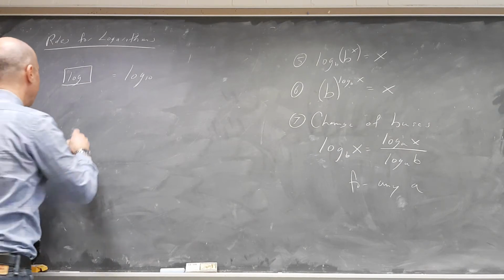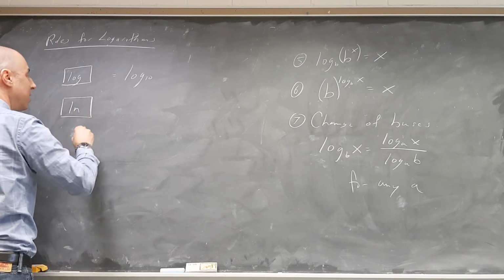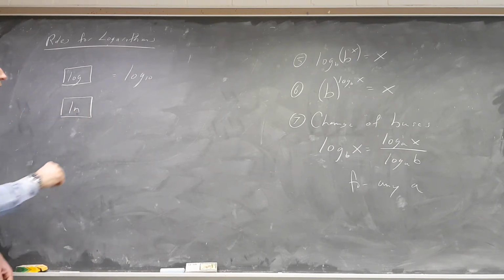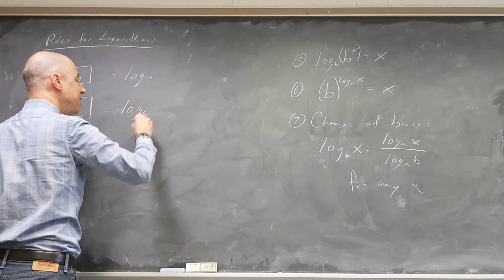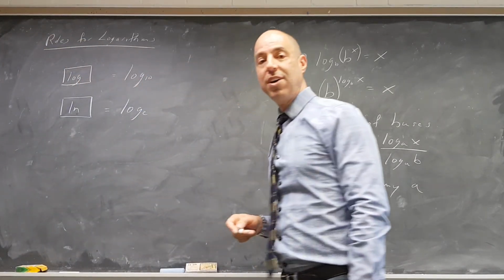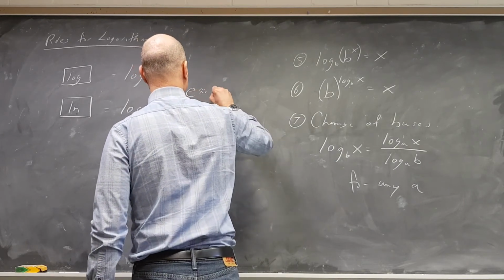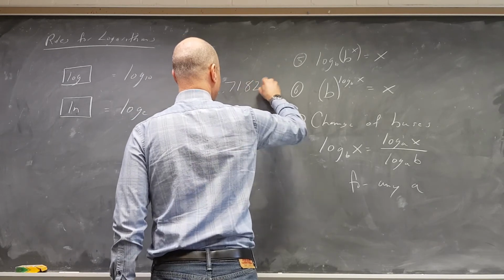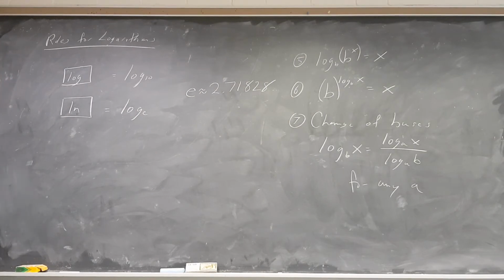We also have another button that's marked ln. ln stands for natural log. When you write ln, this means log to the base e. We talked about e in our discussions of exponentiation. So e, remember, is a number between 2 and 3. It's approximately 2.71828 and so on. It's an irrational number, a lot like pi.